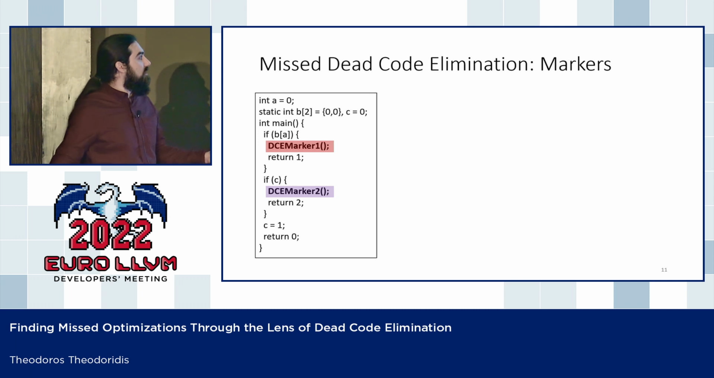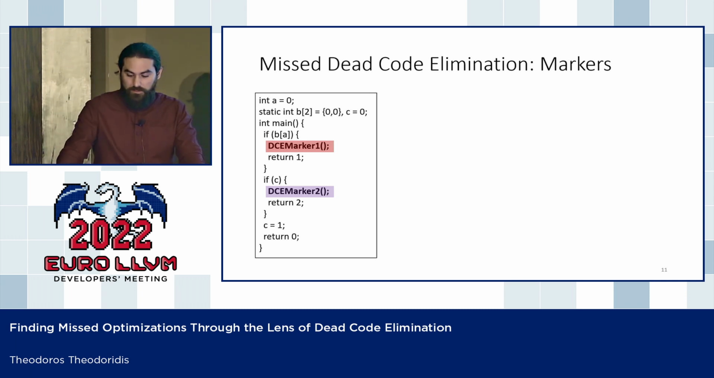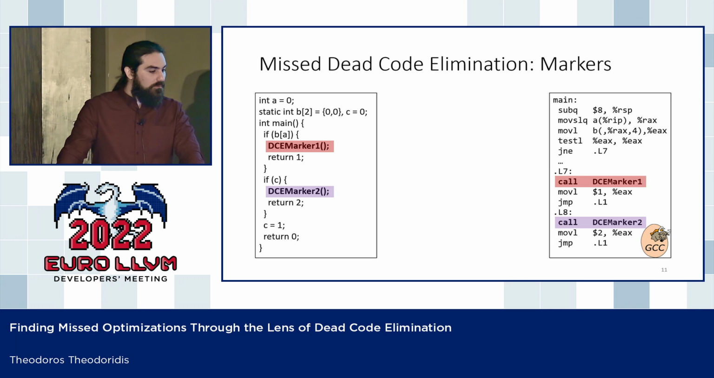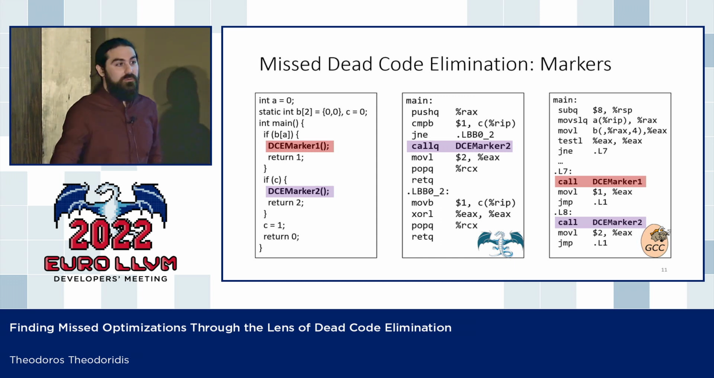So the only way that these are eliminated in this case is if the compiler figures out that these two statements are dead. So their conditions are always false, and therefore they can never be executed. And now if we look at the output of GCC, we see the two markers there. And it's now very easy to figure this out just by searching for these names in the assembly code. And similarly, we do the same for LLVM, and we see that there's one marker.